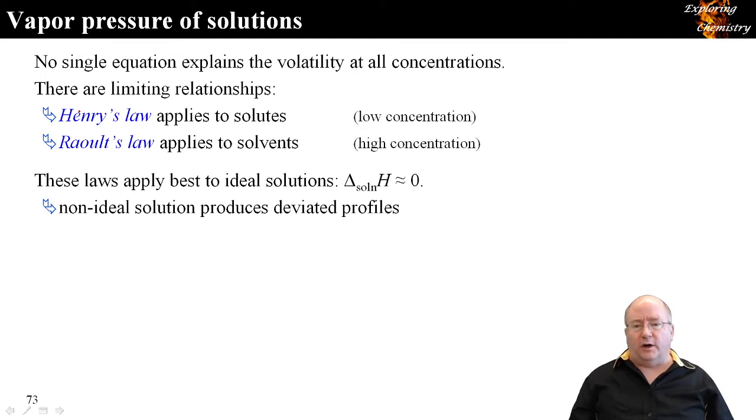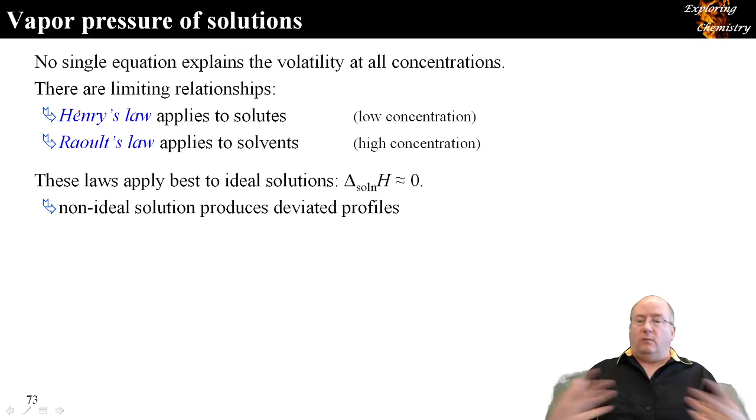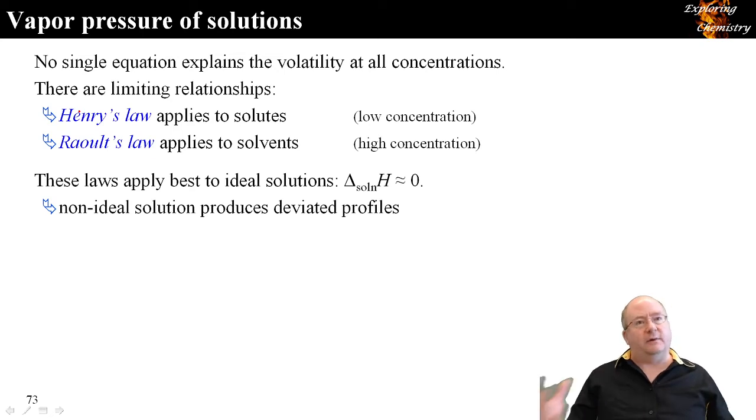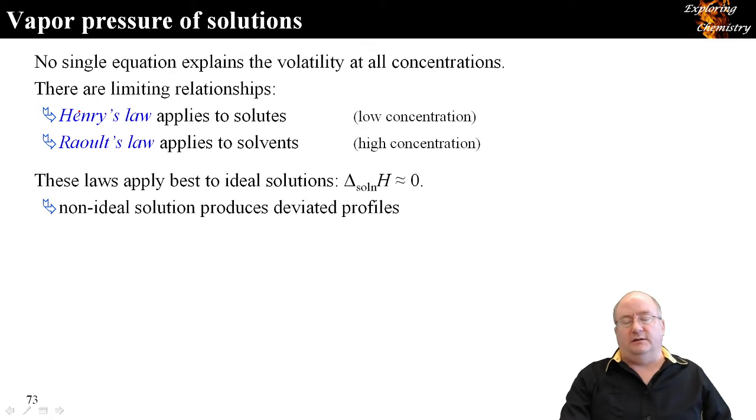All of this work assumes you're working with ideal solutions, where the enthalpy of solution is close to zero. Non-ideal solutions produce deviations from what we're going to look at. And so what we're going to look at is what an ideal solution is going to do, and then we're going to see how deviations affect that, and that is due to the non-ideal nature of solutions being formed.